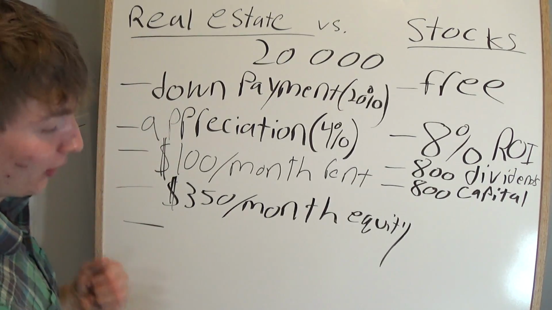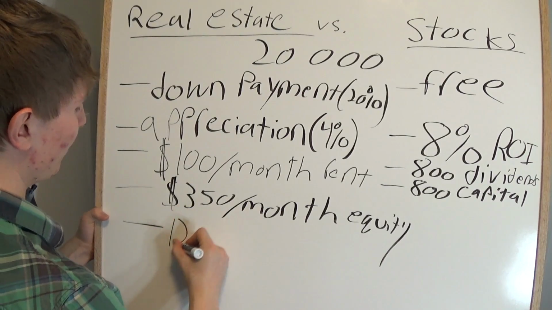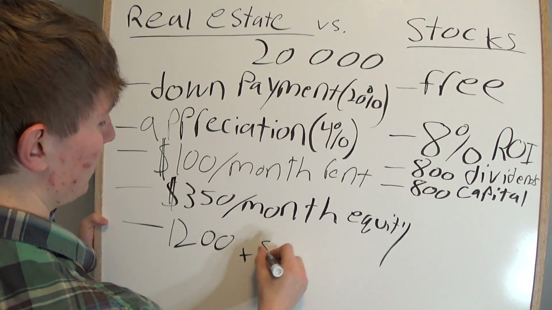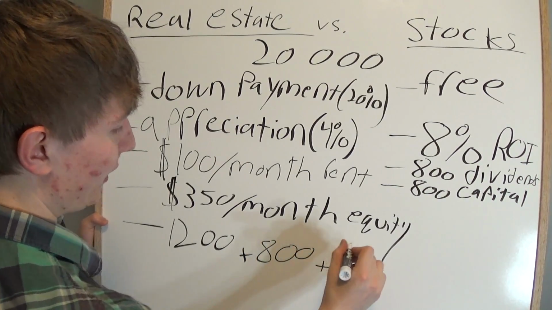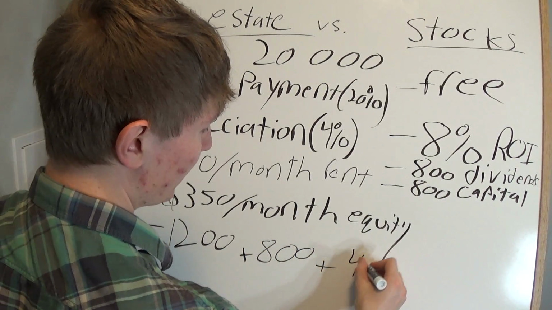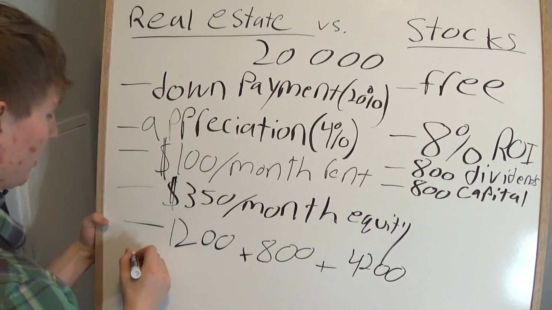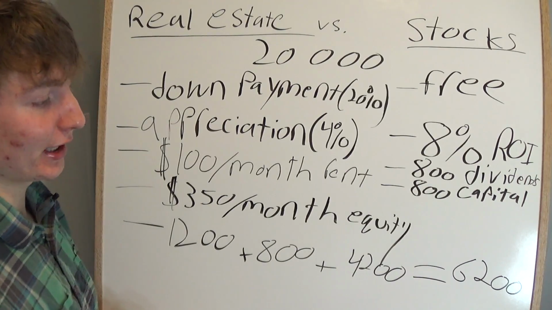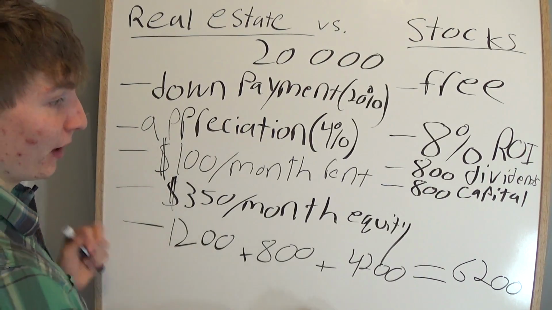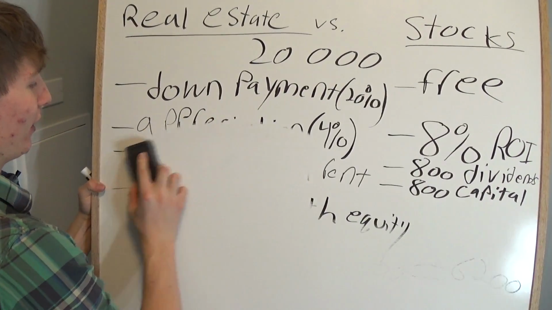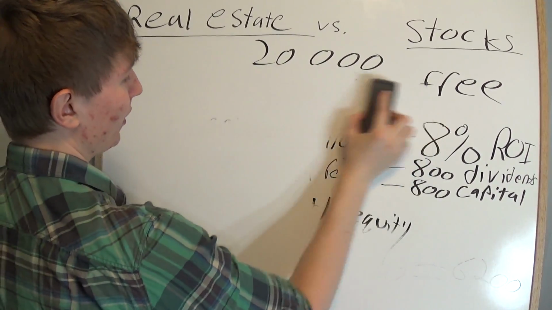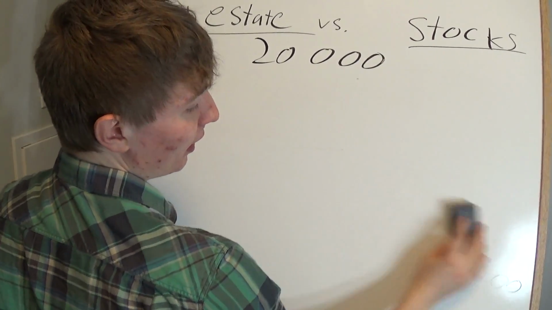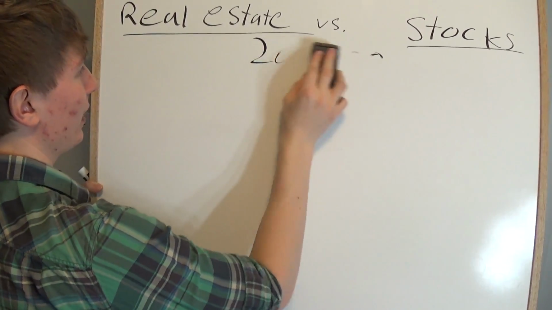So if you include the $1,200 in rent a year, the $800 in appreciation, and the, what was it, $4,200 in equity, you're getting about $6,200 a year. Now I want you to keep that in mind. I'm going to reset here very quickly. $6,200, of which only $1,200 is free money. I mean liquid, free cash.